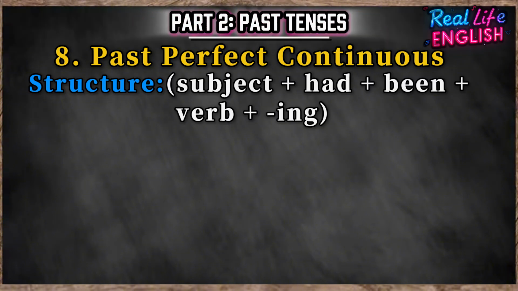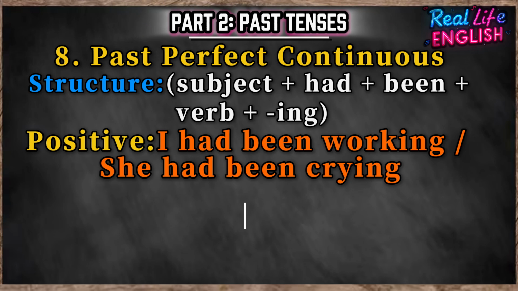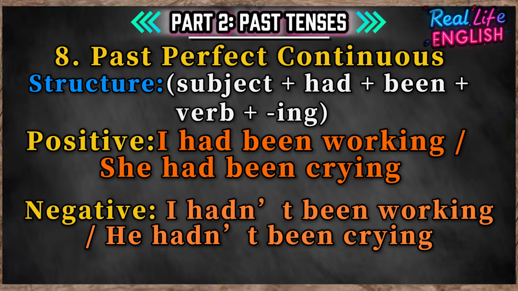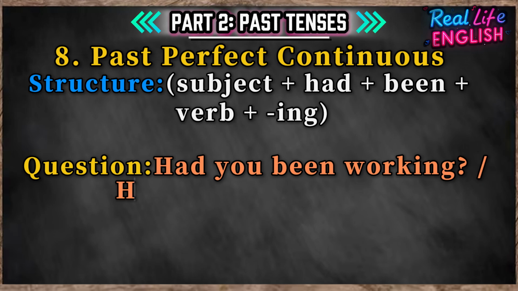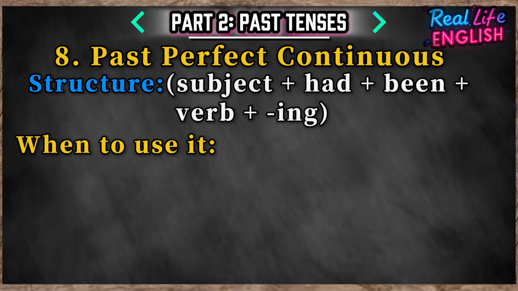8. Past perfect continuous. Structure. Subject plus had plus been plus verb plus ing. Positive. I had been working. She had been crying. Negative. I hadn't been working. He hadn't been crying. Question. Had you been working? Had she been crying?